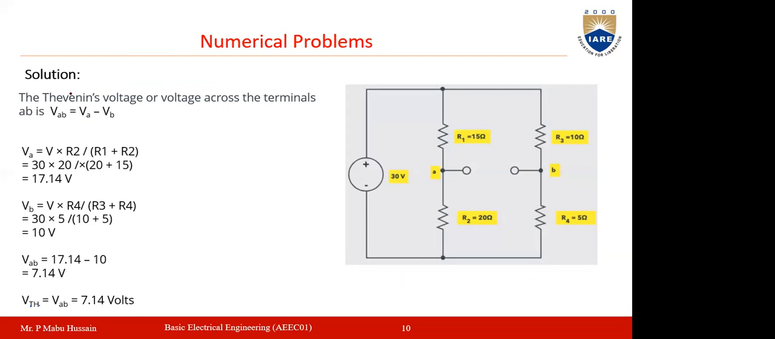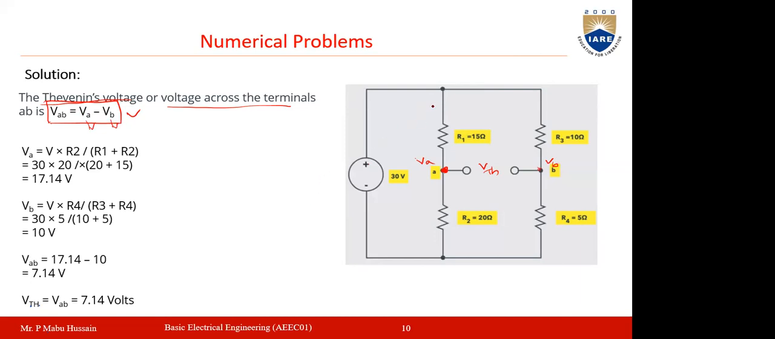So first, how can you determine the Thevenin voltage, or the voltage across the terminals A and B? The voltage across terminals A and B will be VThevenin. Suppose the voltage at A is VA and the voltage at B is VB. Then VThevenin will be the difference of these two, VA minus VB. So now you need to find out what VA and VB are.